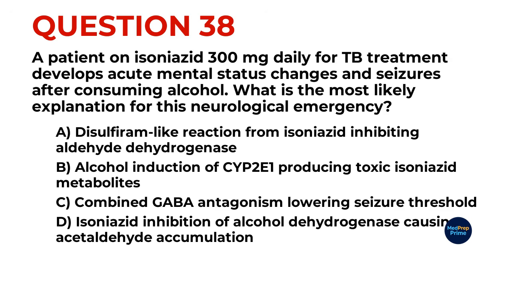A patient on isoniazid 300 mg daily for TB treatment develops acute mental status changes and seizures after consuming alcohol. What is the most likely explanation for this neurological emergency? Option A. Disulfiram-like reaction from isoniazid, inhibiting aldehyde dehydrogenase. Option B. Alcohol induction of CYP2E1 producing toxic isoniazid metabolites. Option C. Combined GABA antagonism lowering seizure threshold. Option D. Isoniazid inhibition of alcohol dehydrogenase causing acetaldehyde accumulation.